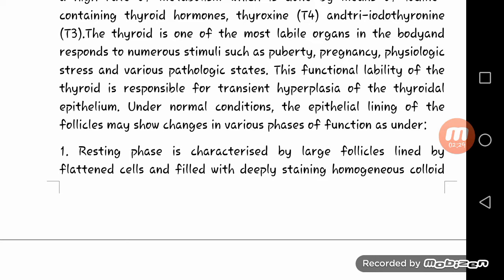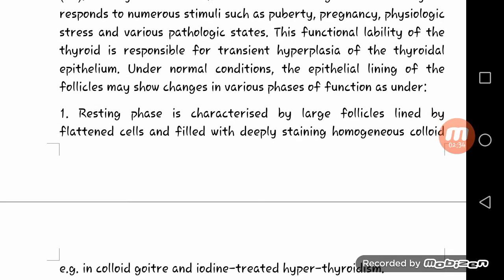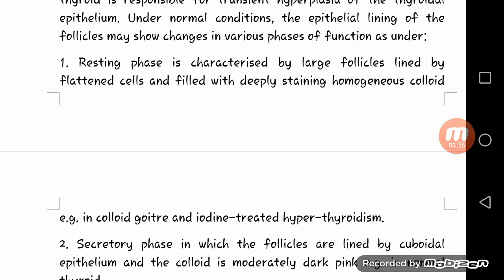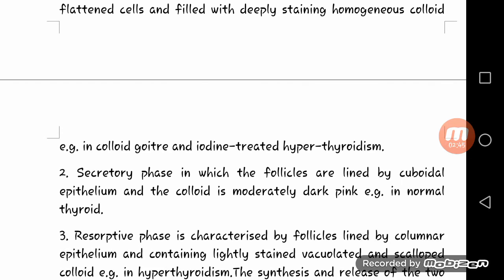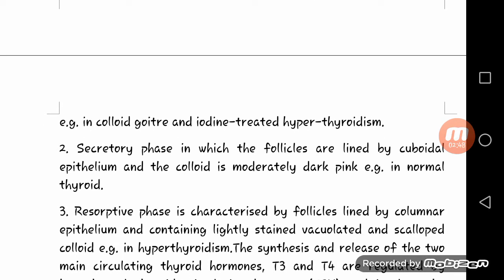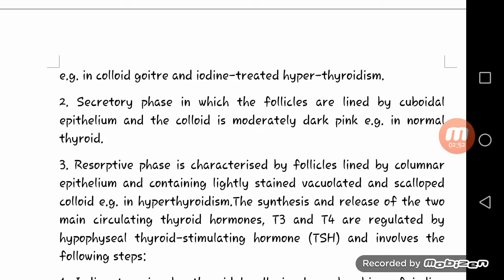Under normal conditions, the epithelial lining of the follicle may show change in the various phases of function as under. First, the resting phase is characterized by large follicles lined by flattened cells and filled with deeply stained homogeneous colloid, that is in colloid goiter and iodine treated hyperthyroidism. Second, the secretory phase, in which the follicles are lined by cuboidal epithelium and the colloid is moderately dark pink, that is in normal thyroid.